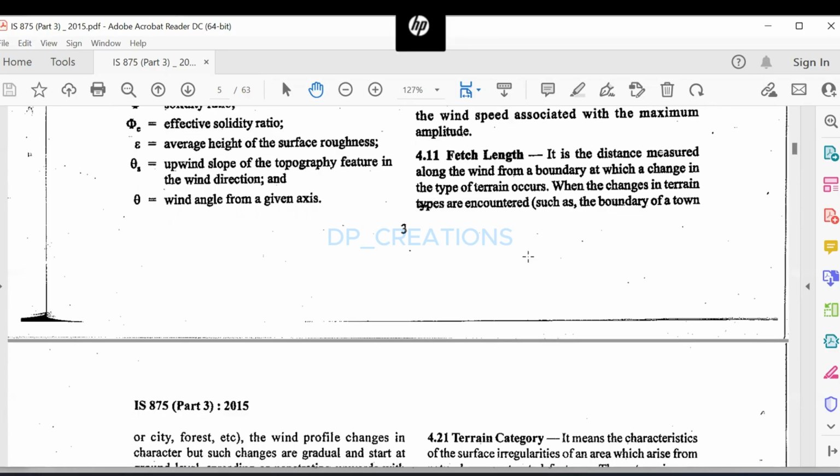They told us that when there are terrain changes, topographical changes, like a city profile change or forest area to land area, the wind speed also will change in a defined way. That is called your fetch length. From that point to the location of your building or structure will be the fetch length. Understood?